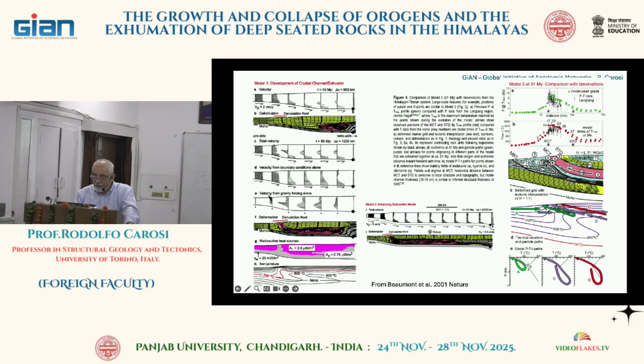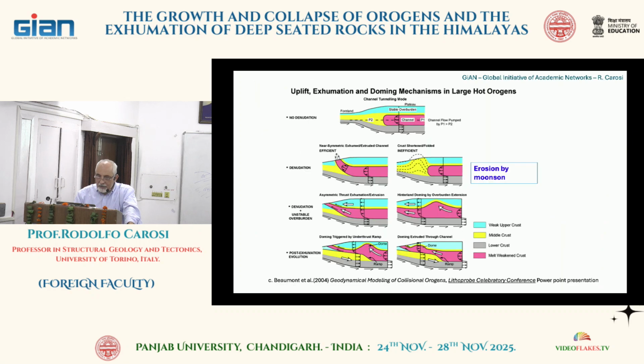So they built different PT paths for the Lesser Himalaya here, for the Greater Himalaya, for different parts, from different rocks from different portions of the Himalayan belt. And at the end, they forced the upper part, the yellow, and the lower part to be very strong. So this part could melt and move to the south by the difference of pressure and be exhumed.